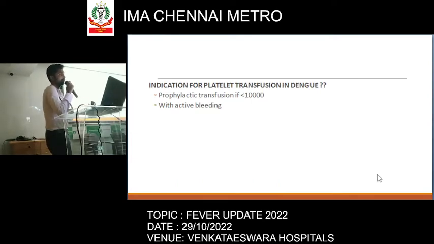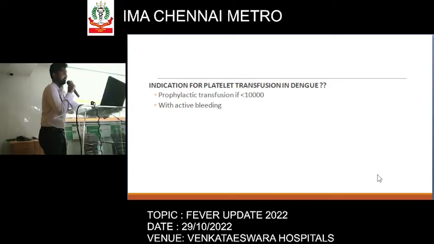Even if you give the platelets to the patient, they are going to be destroyed again. And if there is any plan for transfusion, single donor platelet is better than random donor transfusion because the risk of multiple exposures and antibody synthesis is comparatively lower with single donor platelets.